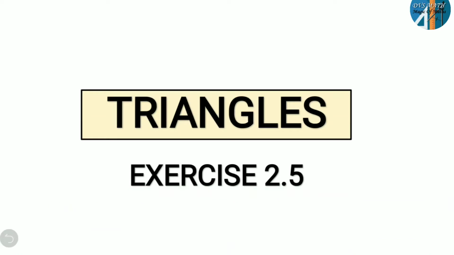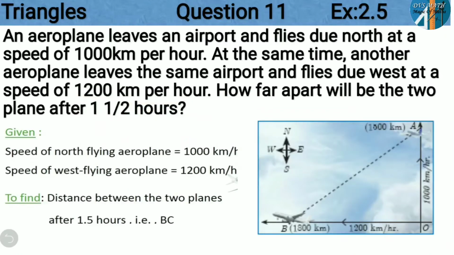Continuing triangles exercise 2.5. Let's move on to the next question, question number 11. An aeroplane leaves an airport and flies due north at a speed of 1000 km per hour. At the same time, another aeroplane leaves the same airport and flies due west at a speed of 1200 km per hour. How far apart will be the two planes after 1.5 hours?